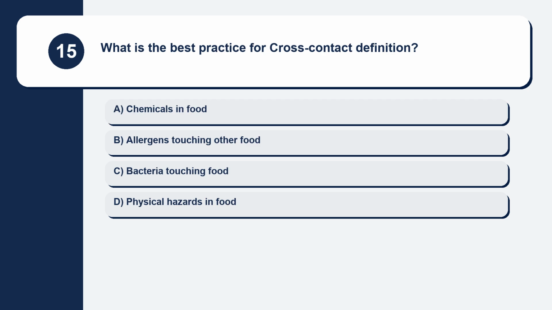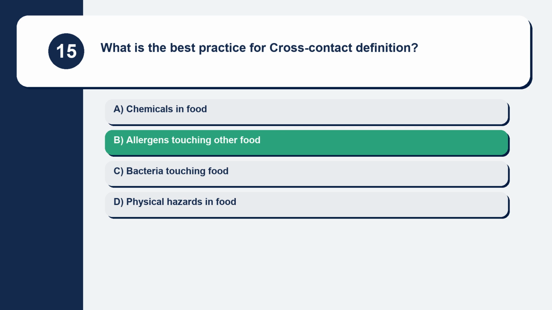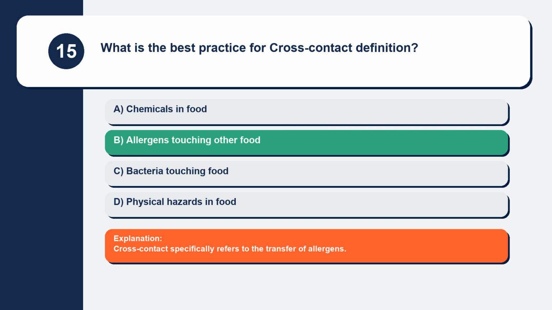Question 15. What is the definition of cross-contact? Chemicals in food, allergens touching other food, bacteria touching food, physical hazards in food. Cross-contact specifically refers to the transfer of allergens.